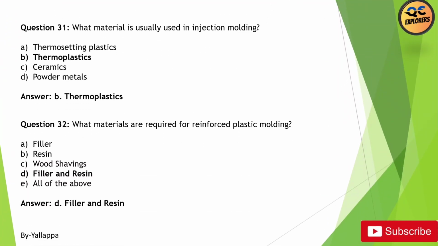Question 31 asks, what material is usually used in injection molding? The correct answer is B. Thermoplastics. Finally, question 32 asks, what materials are required for reinforced plastic molding? The answer is D. Filler and resin.